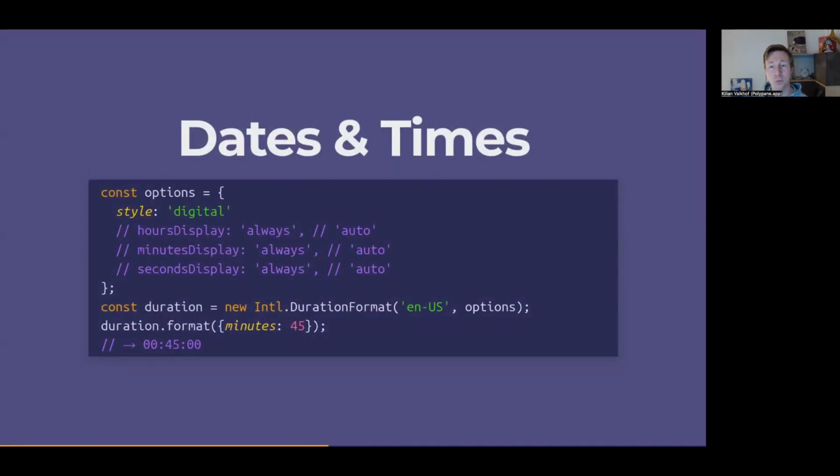So duration format will show all the parts that you specify in its format function. So if you only specify minutes, it will only show you minutes. If you specify minutes and hours, it will only show you minutes and hours, except when you set the style to digital. Because if you set the style to digital, it will always show hours, minutes, and seconds, because that's what a digital display shows you. In all other situations, you can always override the display of these things by setting it from auto to always.